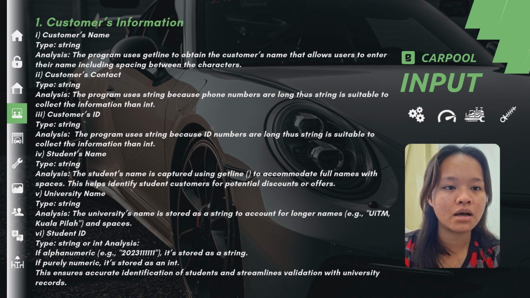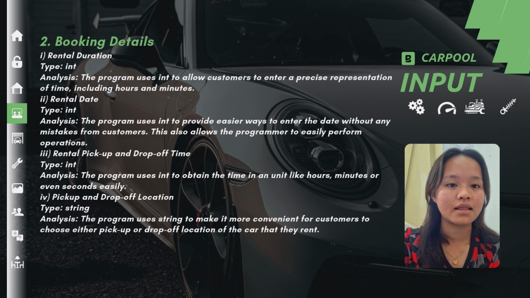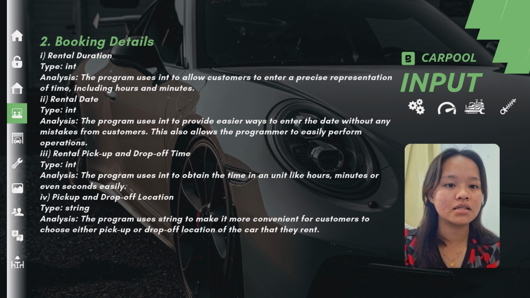For student's name and university name, we use type string. The program will capture them using getline to accommodate full name with spaces. This will help to identify student customers for the potential discounts or offers. Number 2. Booking details. Integer is used for rental duration, rental date, rental pickup, and drop-off time. The program uses integer to allow customers to enter a precise representation of time, including hours and minutes. Other than that, it also provides easier ways to enter the date without any mistakes from customers.